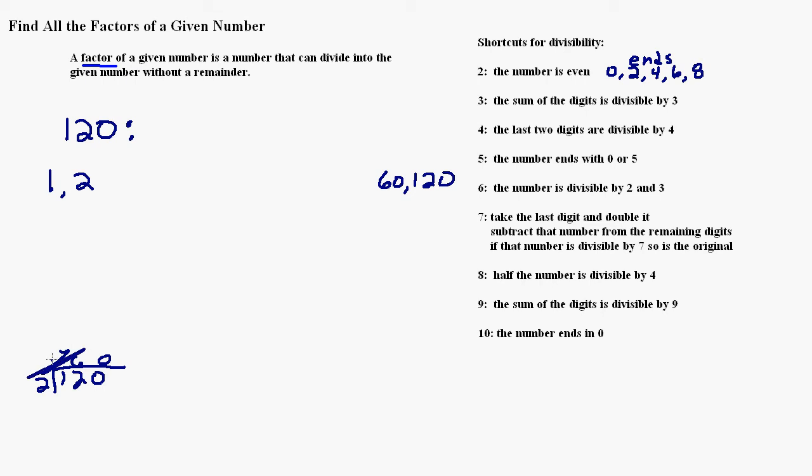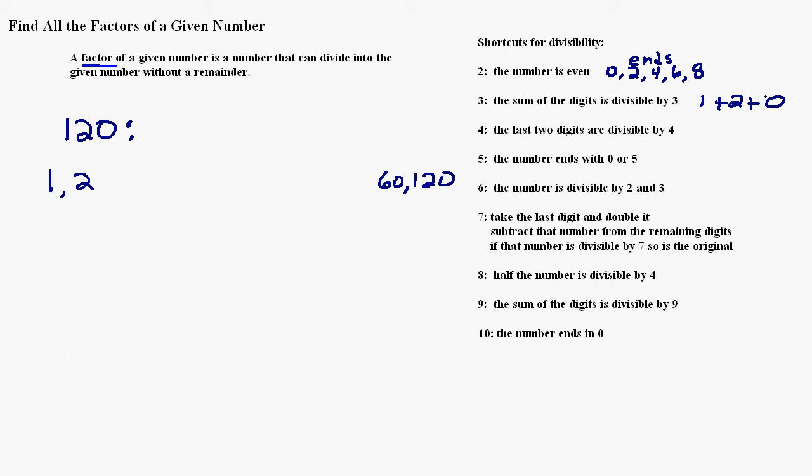Okay, now let's check. Oops, that was supposed to be the eraser. Now let's check the next number, which is 3. Does 3 go into 120? Well, the trick for 3 is to take the sum of the digits and see, is that divisible by 3? The digits of our number 120 are 1, 2, and 0. So I'm going to add those digits up. 1 plus 2 plus 0. So 1 plus 2 is 3, plus 0 is 3.